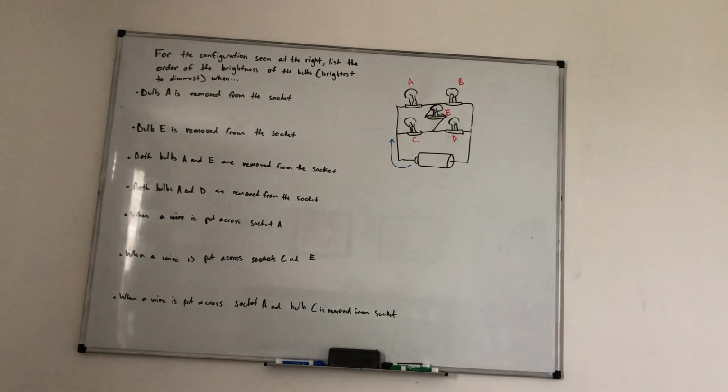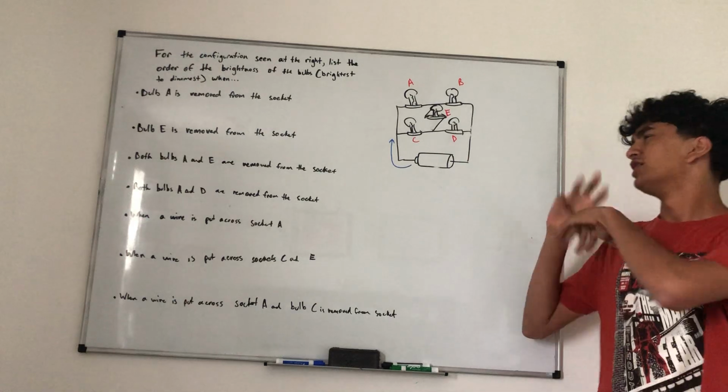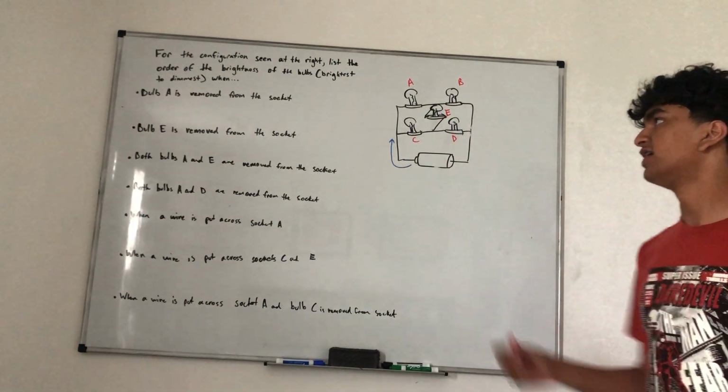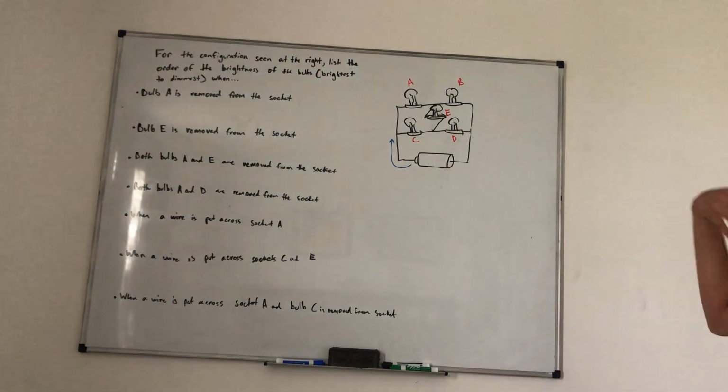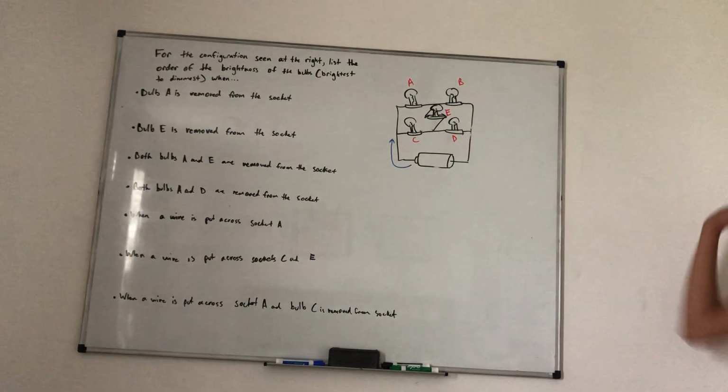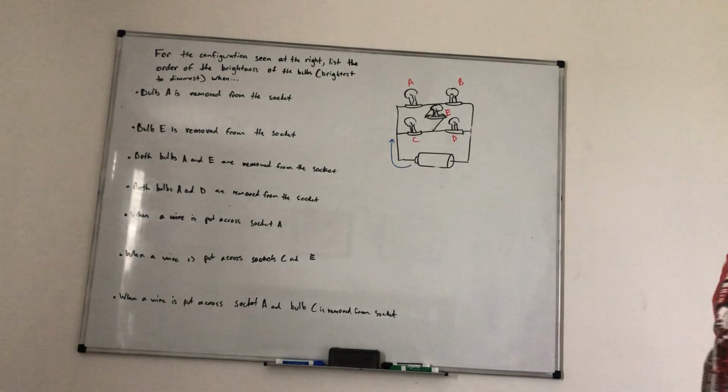We're going to talk about bulb brightness more and go over this problem. For the configuration seen at the right, list the order of the brightnesses of the bulbs from brightest to dimmest when bulb A is removed from the socket or when bulb E is removed from the socket. And we're going to go through all of these.